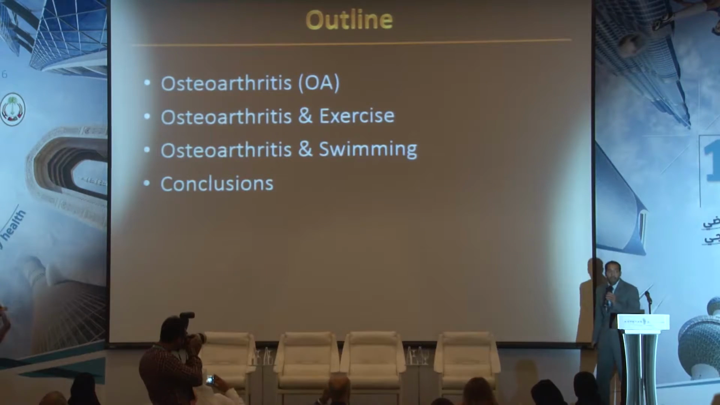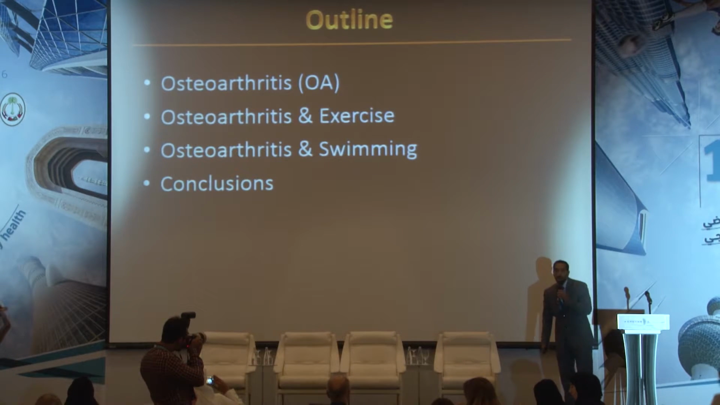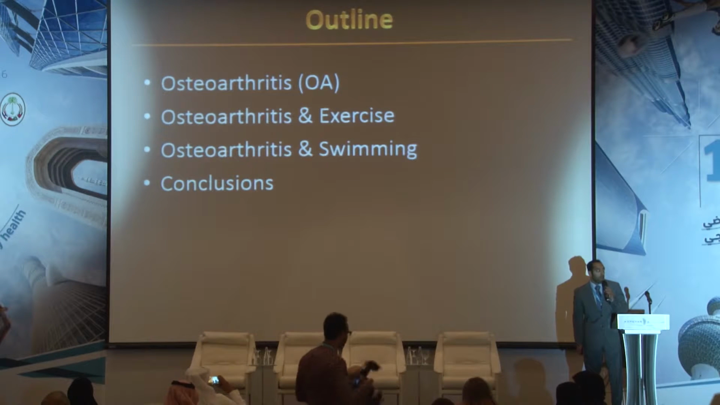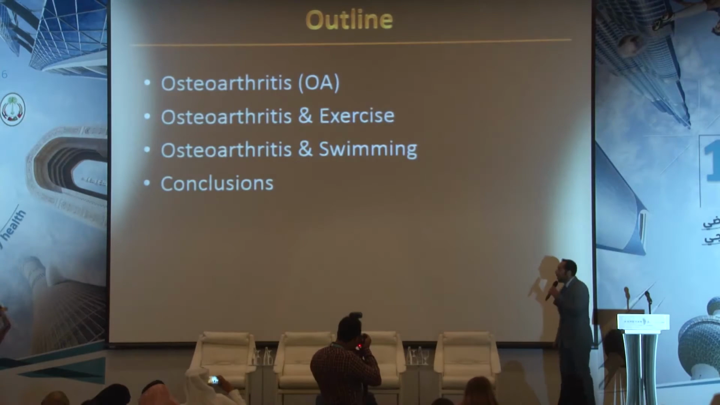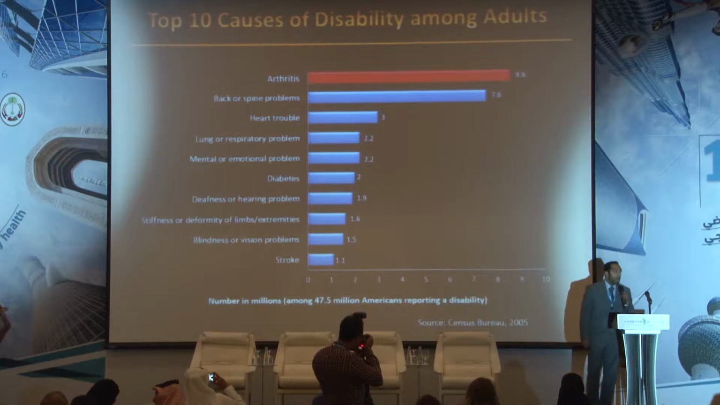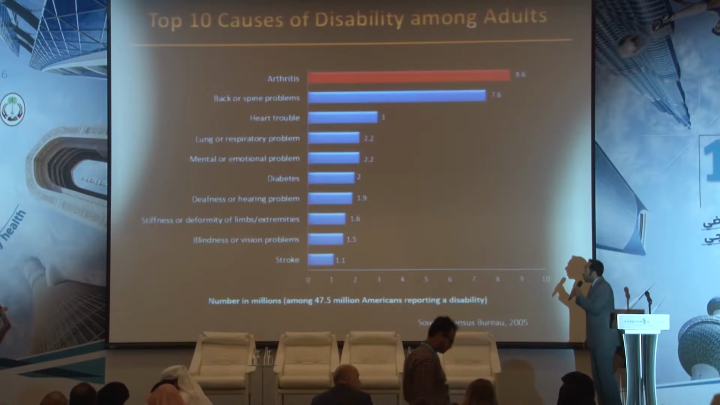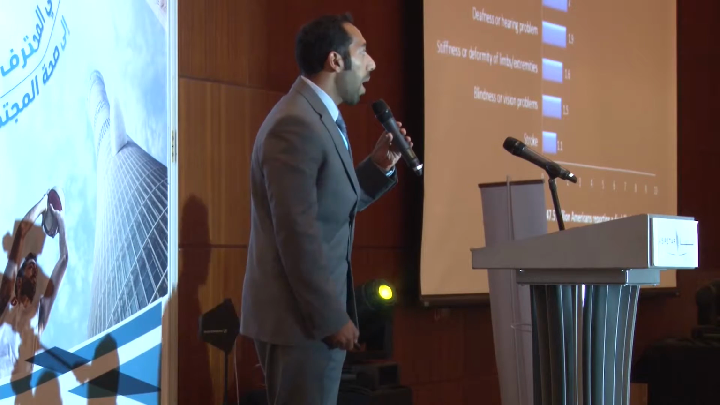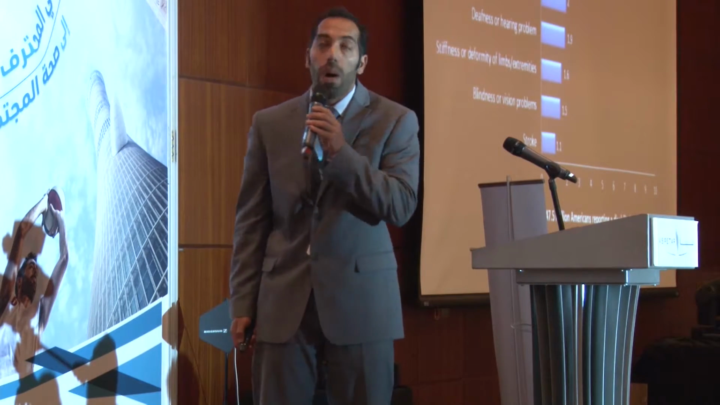Throughout my presentation, I'm going to talk about arthritis in general, then I'll be more specific talking about the role of exercise to manage this disease, and more specifically swimming as a mode of exercise, and then we're going to make some conclusions at the end. Arthritis is considered to be the first disease which causes disability in the world, compared with other chronic diseases such as diabetes and heart problems, as you can see there at the top, the red bar.